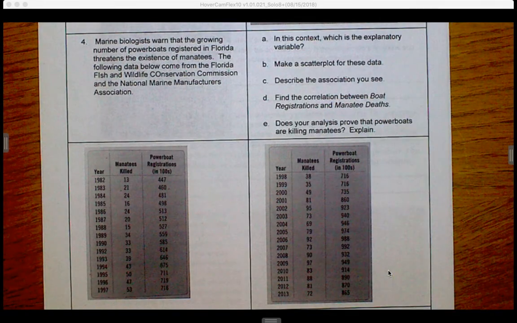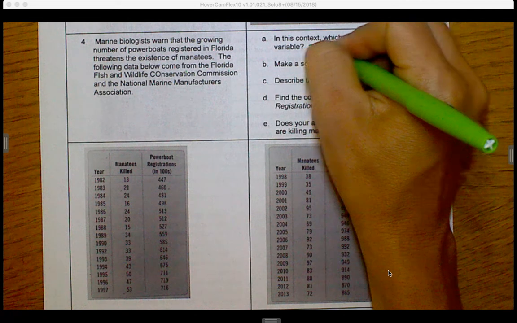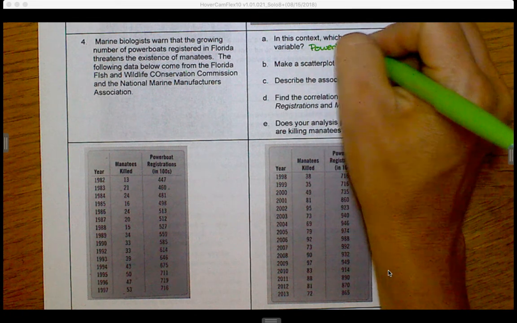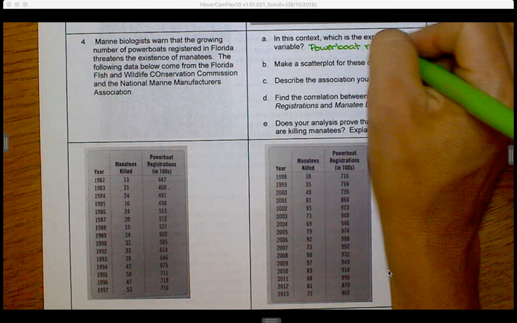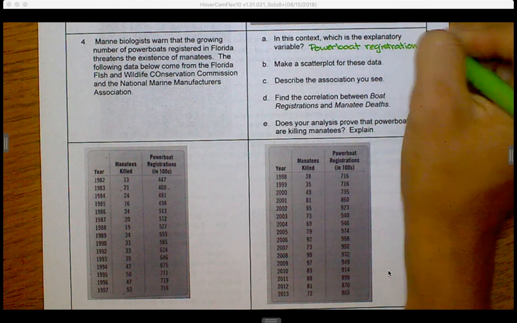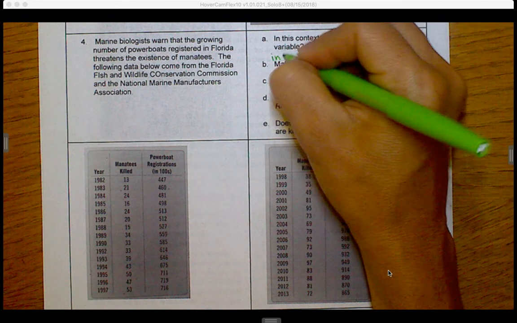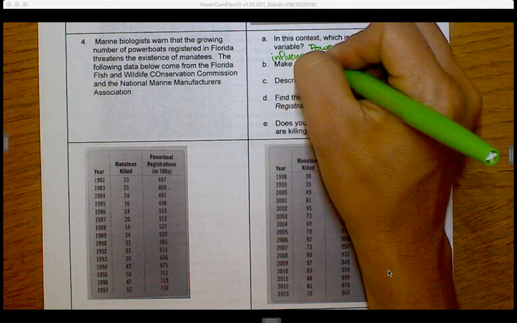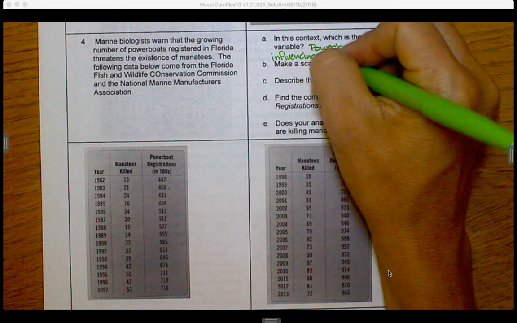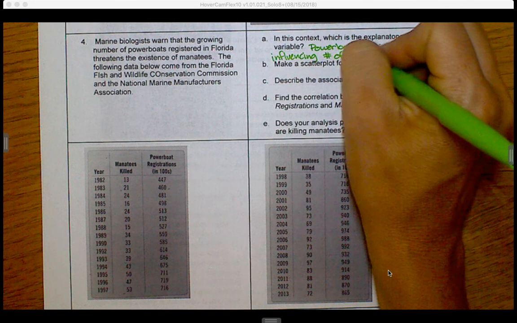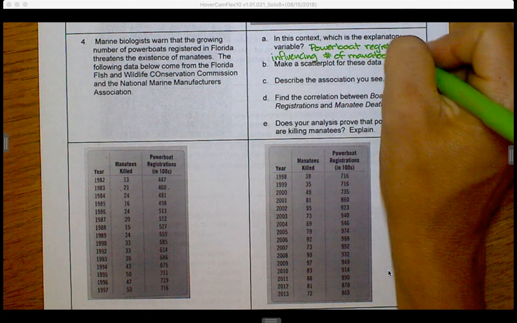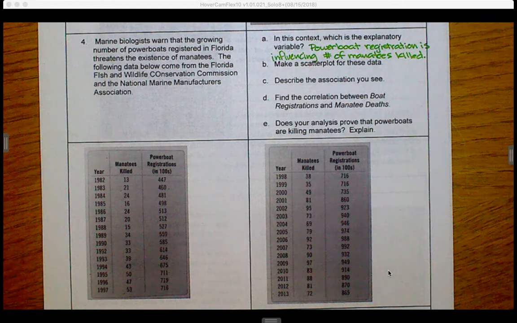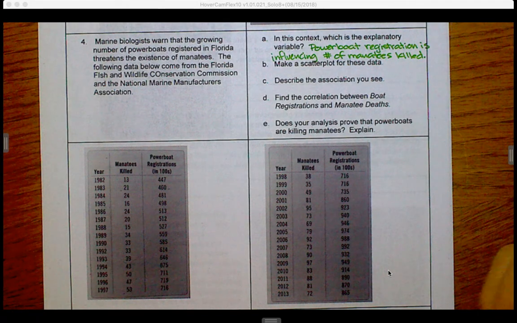So powerboat registration is going to be your explanatory variable because it is influencing the number of manatees killed. Next it's asking us to make a scatter plot for the data. So we're going to go ahead and take a look at that.